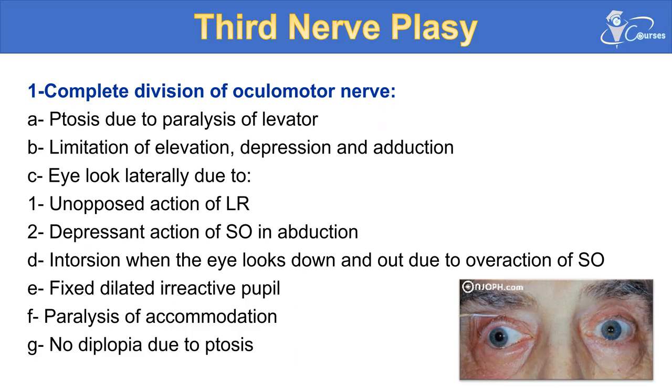But does this happen in all cases? The answer is no. There are what's called pupillary involving and pupillary sparing third nerve palsy, and we will come to this in just a minute. Also, since the third nerve supplies the ciliary muscle, it will result in paralysis of accommodation. And as I mentioned to you, there is no diplopia due to ptosis.